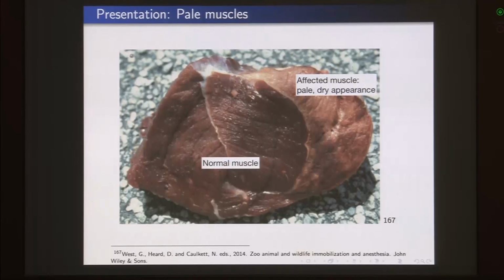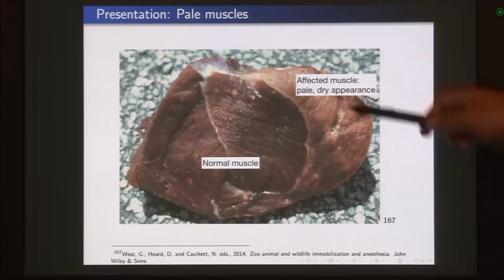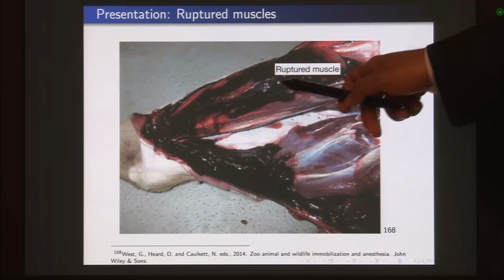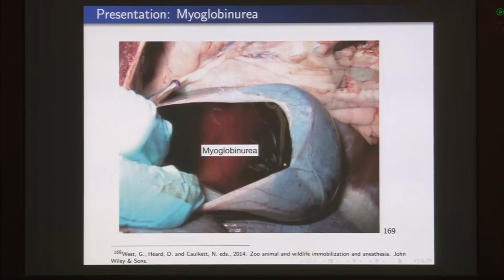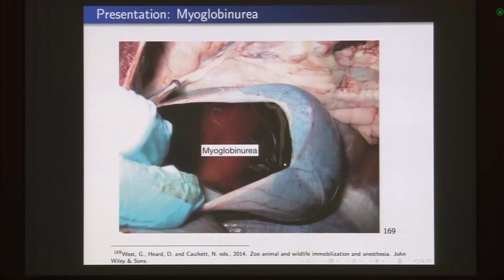So if you look at the muscles, so this is a normal muscle and this is an affected muscle. So it is pale and dry in appearance because all the myoglobin has moved out into the blood. And then you can also see ruptured muscles, in which your muscles have quite a lot of lactic acid and then finally they rupture out. And then the third thing is myoglobinuria, in which the urine of the animal becomes red in color because it is now having myoglobins that have moved through the kidneys, and they have also damaged the kidneys.